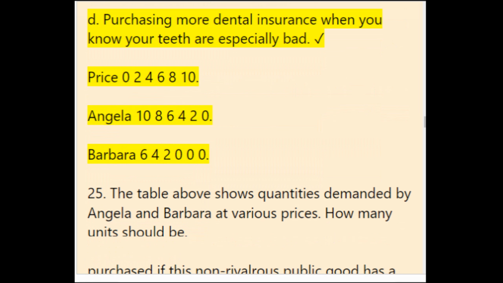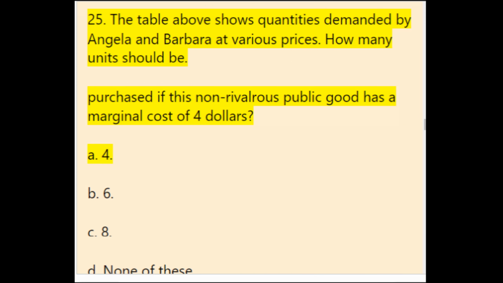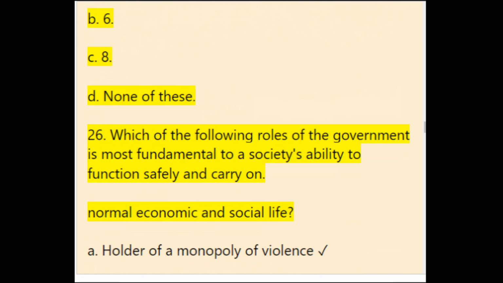Price 0 2 4 6 8 10. Angela 10 8 6 4 2 0. Barbara 6 4 2 0 0 0. 25. The table above shows quantities demanded by Angela and Barbara at various prices. How many units should be purchased if this non-rivalrous public good has a marginal cost of $4? A. 4. B. 6. C. 8. D. None of these.